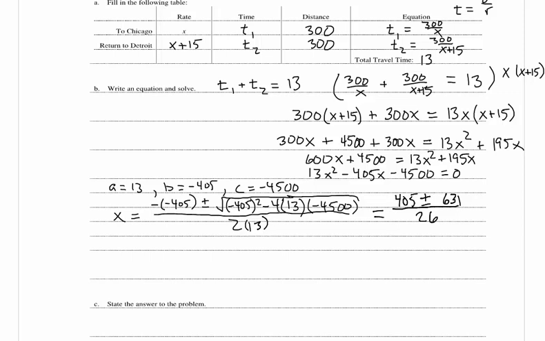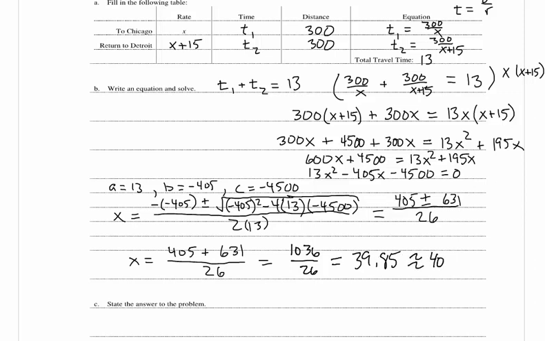And x is representing a rate. So we can't have a negative rate. So we're only going to look at x is equal to 405 plus 631 divided by 26, because this is going to give us a positive answer. And 405 plus 631 is equal to 1,036 divided by 26. And this is equal to 39.85, or approximately 40.